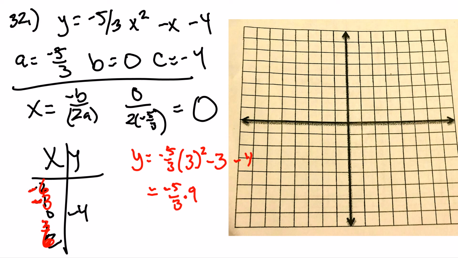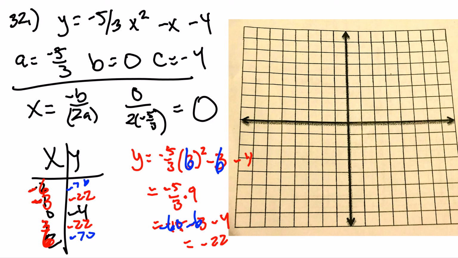Negative 5/3 times 9 is negative 15, so I get negative 15 minus 3 minus 4. So I get negative 22. There's the rainbow effect. Now I'm going to plug in 6, right here and right here. 6 squared is 36. 36 times negative 5/3 is negative 60. Minus 6, minus 4, I get minus 70.